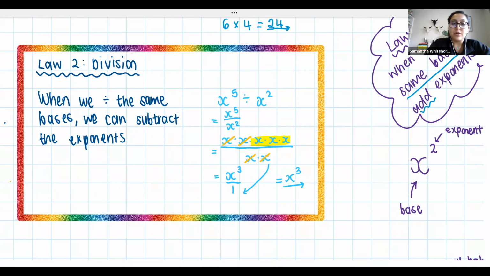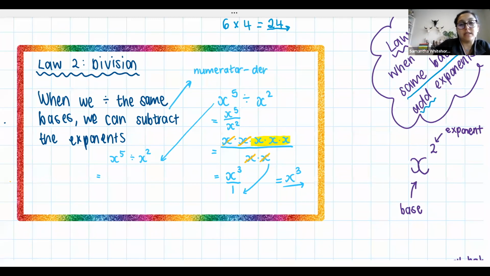Now, if we go back and have a look, our rule says to us that we could just subtract the exponents. So if I applied this to my x to the power 5 divided by x to the power 2, my rule says I subtract. Now, when we subtract, we always subtract the numerator's exponent minus the denominator's exponent. So it's always top minus bottom. So this would be x to the power 5 minus 2, and that gives me x to the power 3.